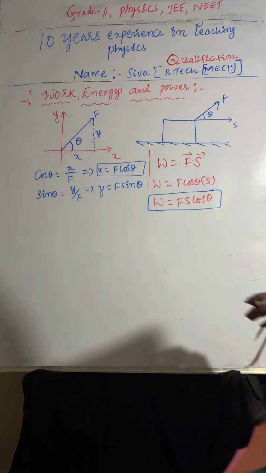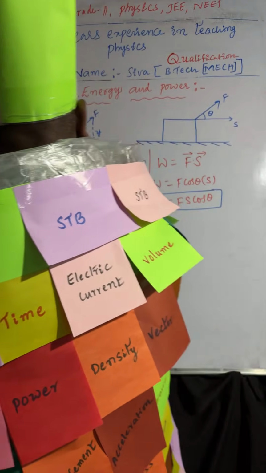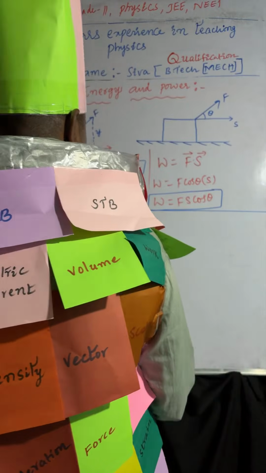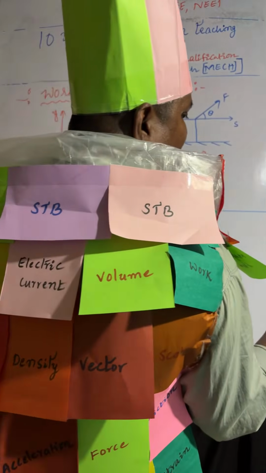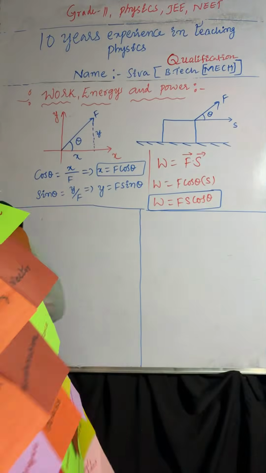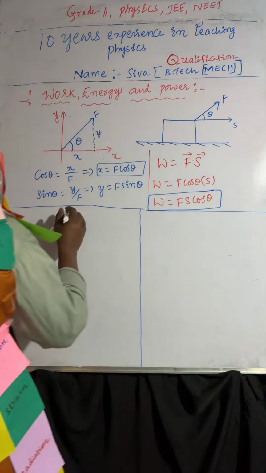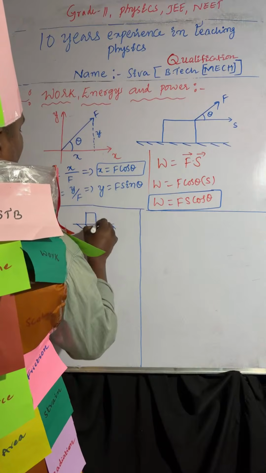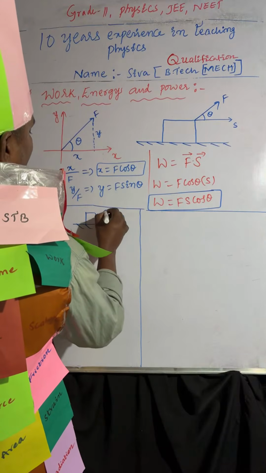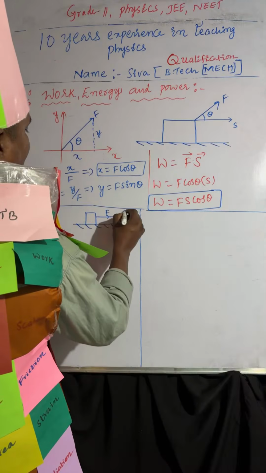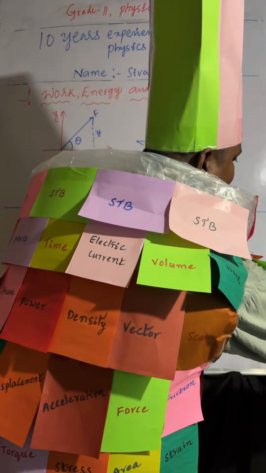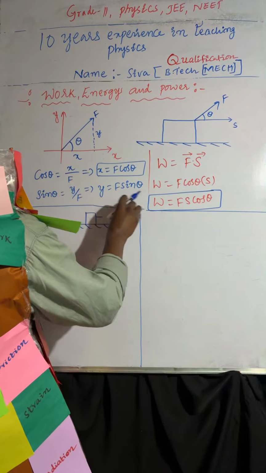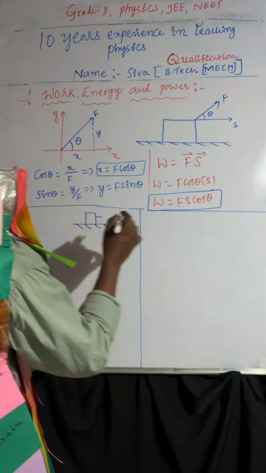So here, work done is positive, work done is negative, and work done is 0. When can we say work done is positive, negative, or 0? Consider this object, on which a force is acting. If force and displacement are acting in the same direction, then we can say work done is positive.